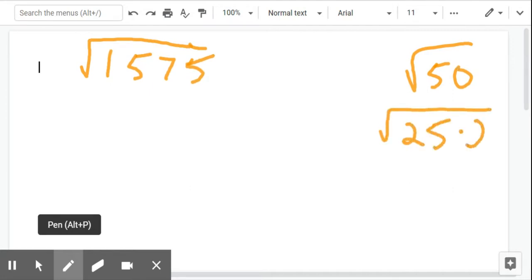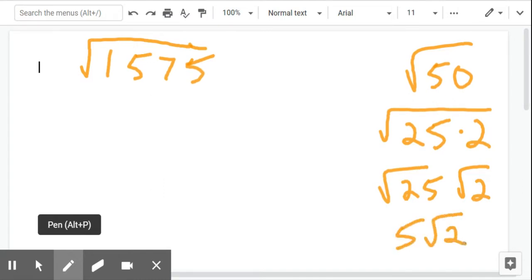times 2. You know the square root of 25 is 5. Those are the same, by the way. So you can just write it as 5 square root of 2. So when they look like that, they're not particularly hard. But when they look like 1,575, that's significantly more complicated. I can't do that one just by looking at it and thinking of square numbers.